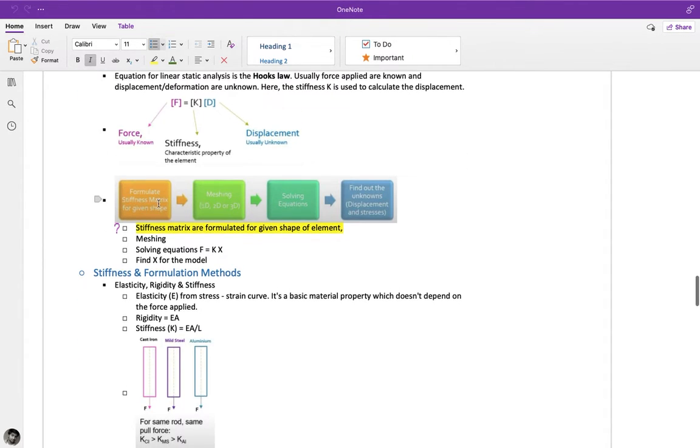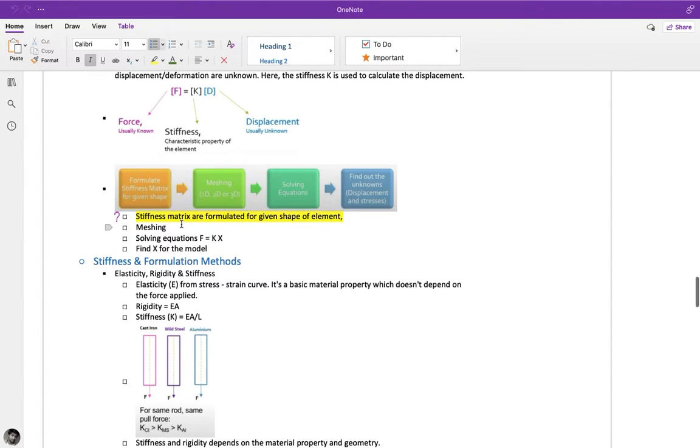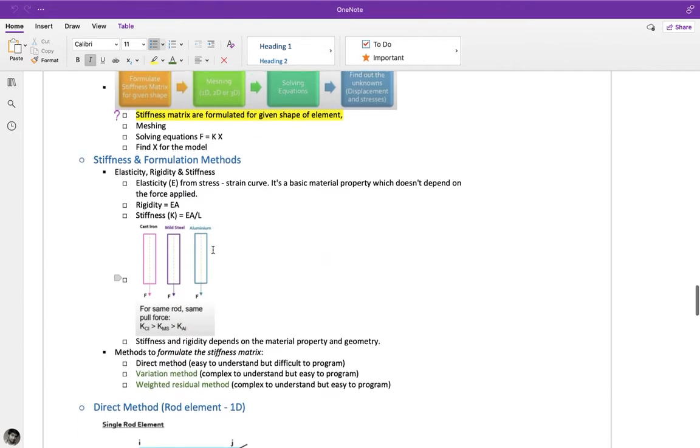So what happens is that we first formulate the stiffness matrix of the given shape, because the stiffness matrix depends on the shape of the material, and then we mesh it, and then we solve the system of equations, and then we find out the displacement. So stiffness matrices are formulated for a given shape of the element. The stiffness matrix depends upon the shape of the element. We will see how in the future. Then it is meshed, the equation is solved, and then we find the displacement.